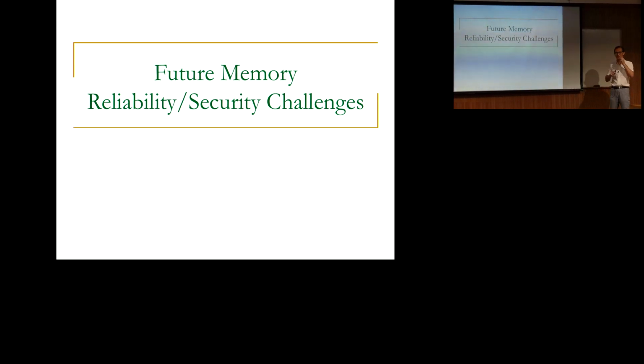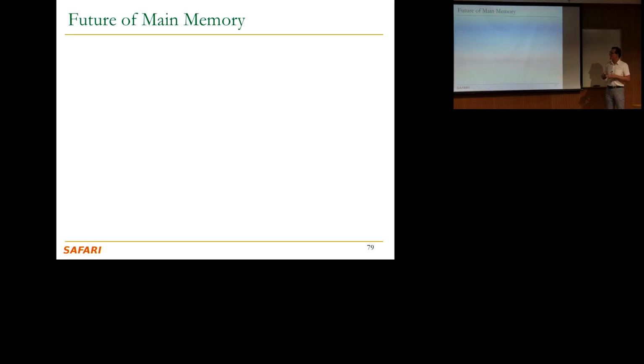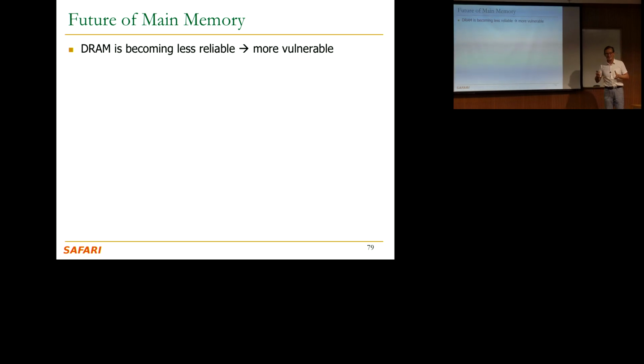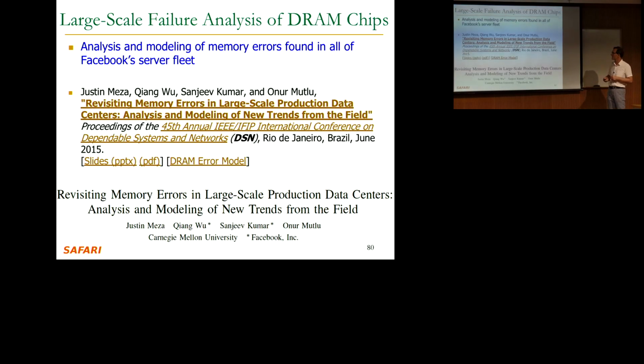Now we can talk about some future memory reliability and security challenges. So there's a lot to talk about here. As I said, DRAM is becoming less reliable, which means that it's becoming more vulnerable. If you get this sort of erroneous computation, like erroneous storage, then you will be more prone to this sort of Byzantine failures.